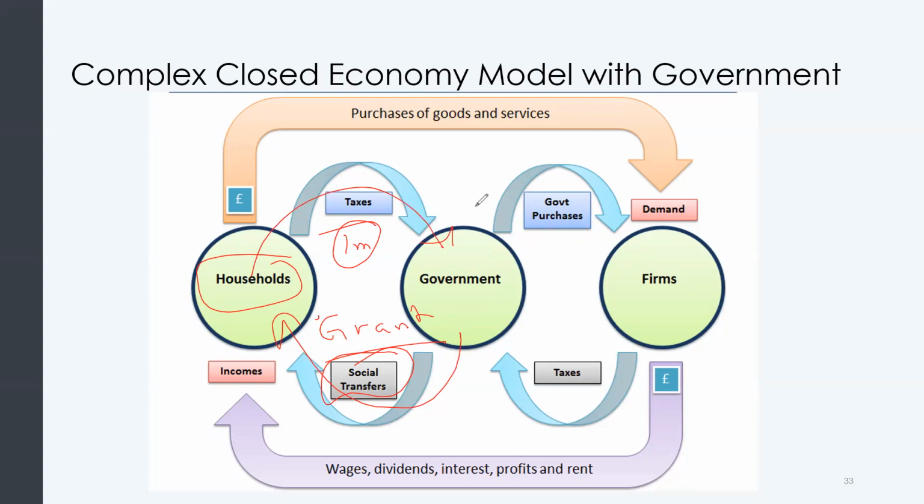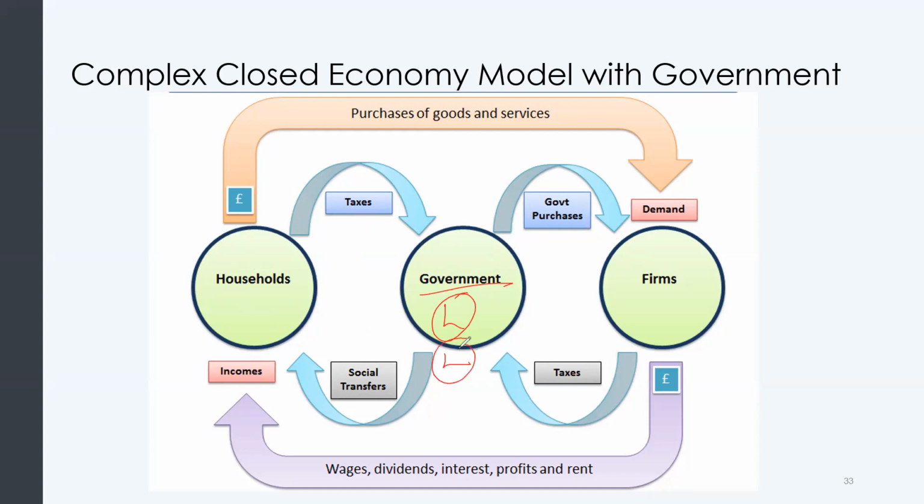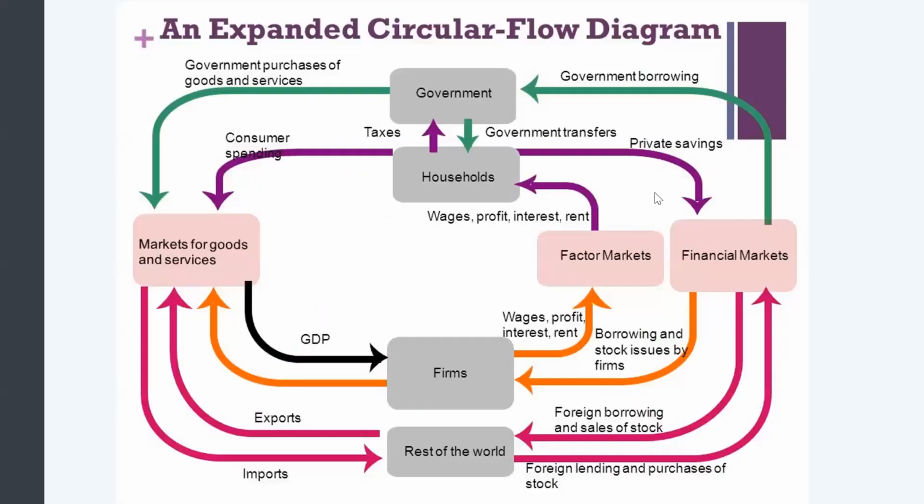But guess what? The government also needs labor. The government also needs land. The government also needs capital. And guess who is the owner of land, labor, and capital? It is the households. So the government is also going to take land, labor, capital, whatnot from the households. And they have to pay also wages, interest, profits, and rentals, etc. Right? For those factors of production. So we have now introduced the government. Let's make it even more complicated.